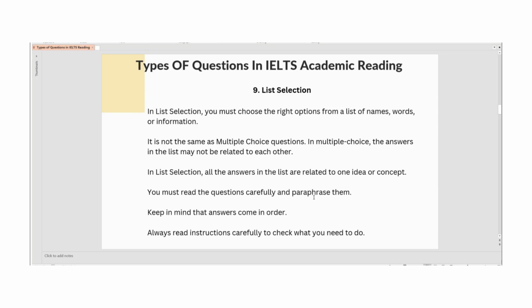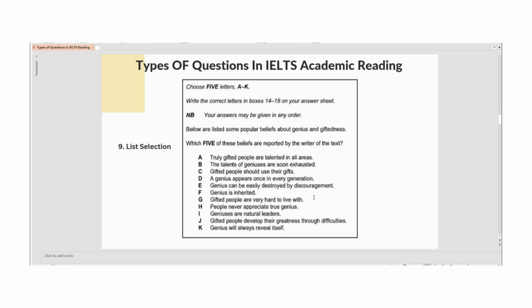Always read instructions carefully to check what you need to do. What does it mean? That you must always read the instructions, because they clearly tell you how many words you can write as an answer. So this is an example. Choose five letters A to K. Write the correct letters in boxes 14 to 18 on your answer sheet. Your answers may be given in any order.